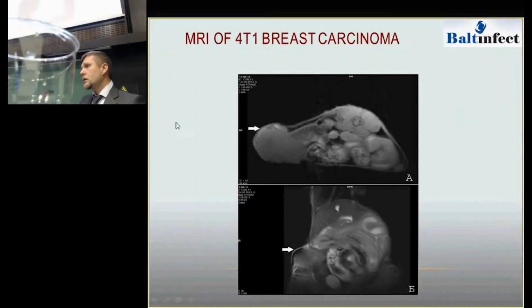Here you can see MRI scanning of 4T1 carcinoma. The primary focus does not accumulate gadolinium, the MRI contrast, and it also doesn't accumulate fluorescent dyes like protoporphyrins, allocenes, and so on. So it's rather difficult to trace metastasis.